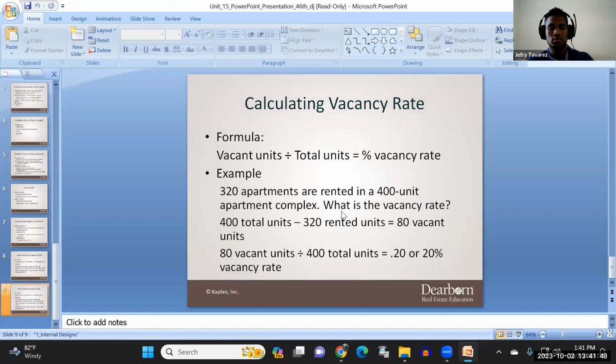Let's look at vacancy rates. You take vacant units divided by total units, and that equals the vacancy rate percentage. For example, 320 apartments are rented in a 400 unit building. What is the vacancy rate? You take the 400 units, subtract the 320 rented units, and that gives you 80 vacant units. You take 80 vacant units divided by 400 units, it's 0.20. You have a 20% vacancy rate.